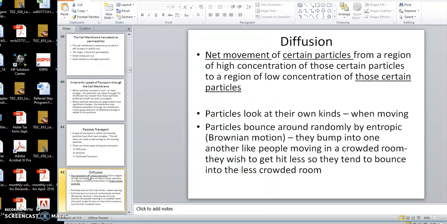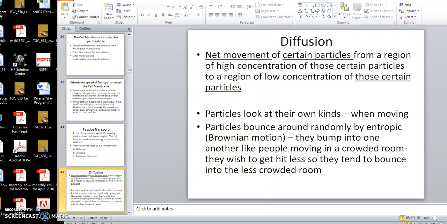Okay, let's talk about diffusion. It's passive. Now I want you to listen to me well. It's the net movement of certain particles from a region of high concentration of those certain particles to a region of low concentration. My definition is a little more specific than what's in the textbook, primarily on the certain particle aspect. Particles look at their own kind.